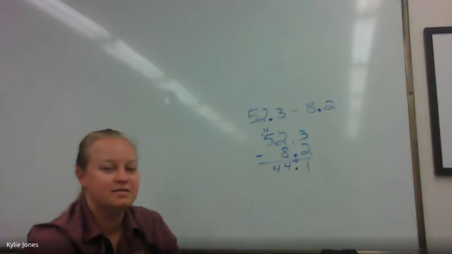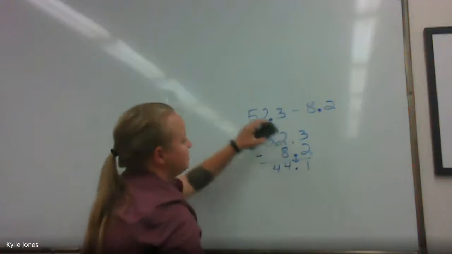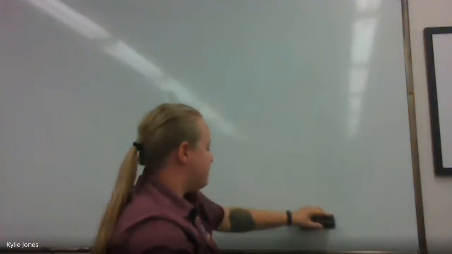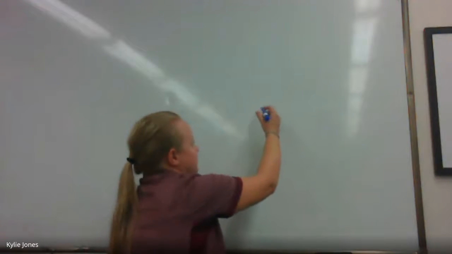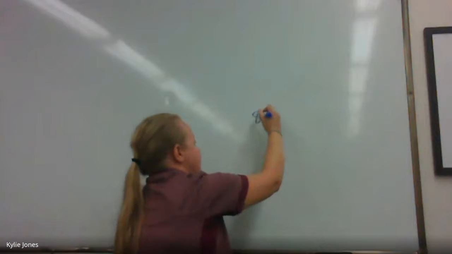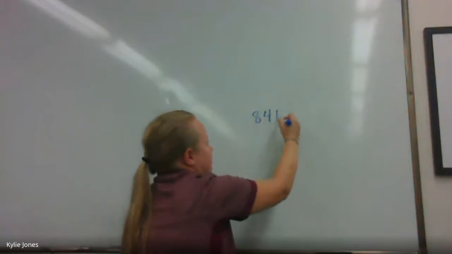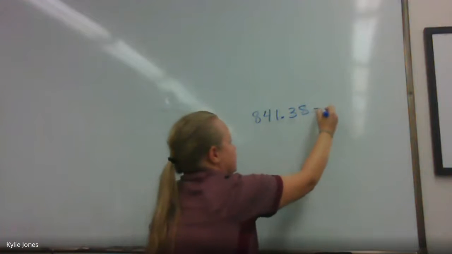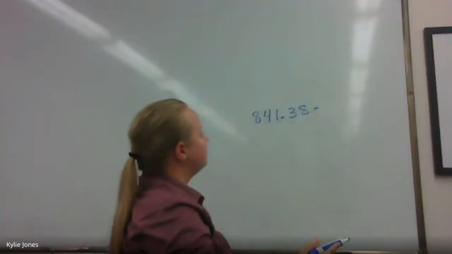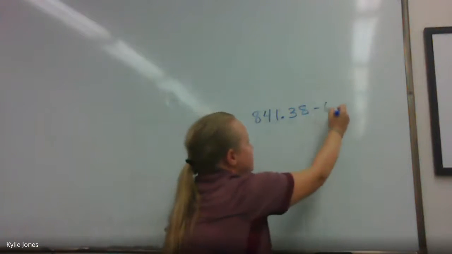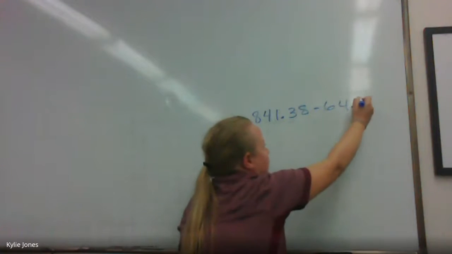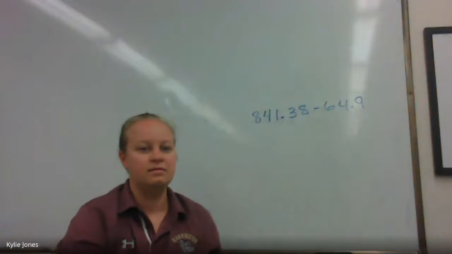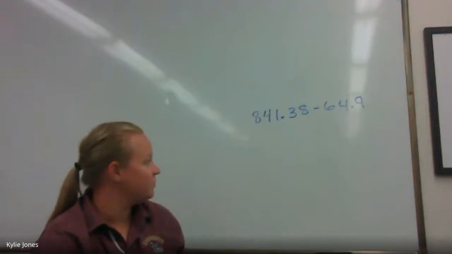All right. One more problem. We'll do something in the hundreds. Then I'm going to let you guys go work on that Google form, okay? So let's do 841.38 minus 64.9. Can you guys see that? Okay, go ahead and take a minute and work on that one.